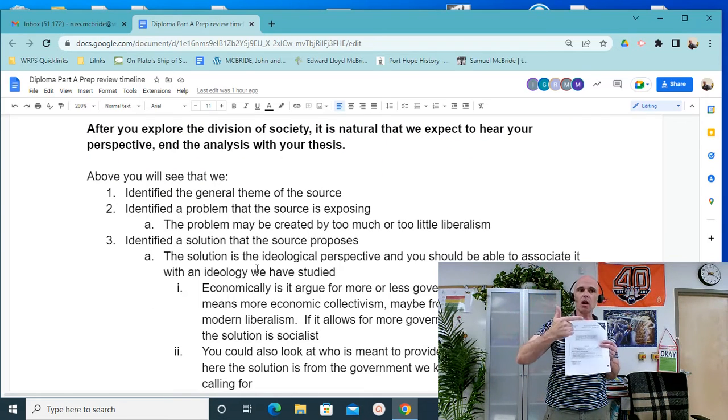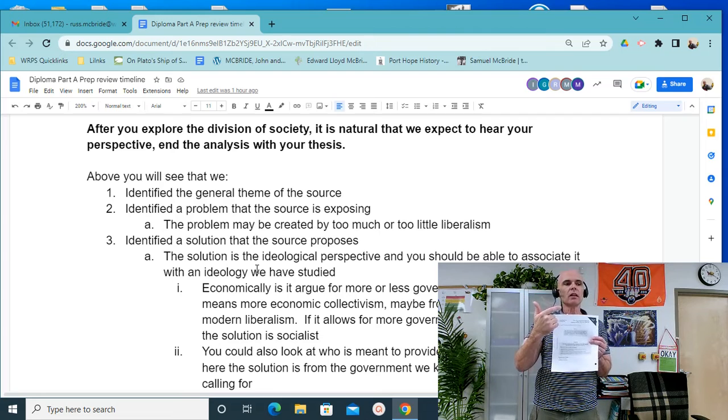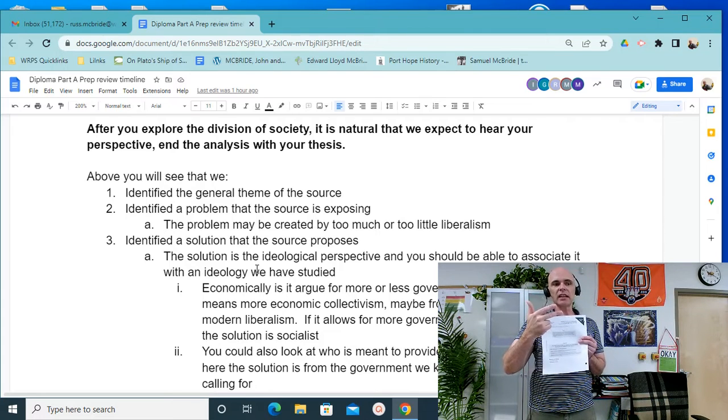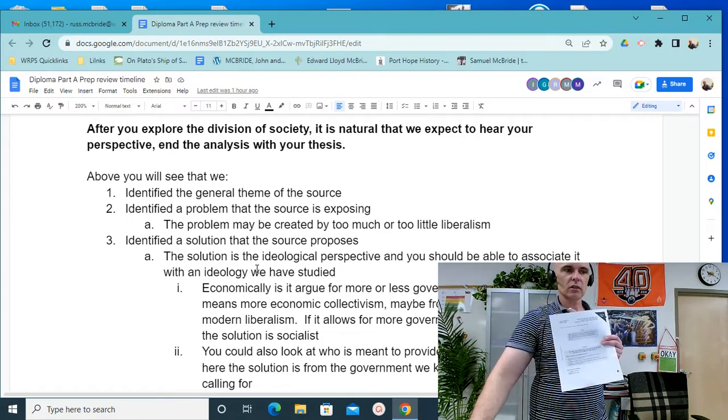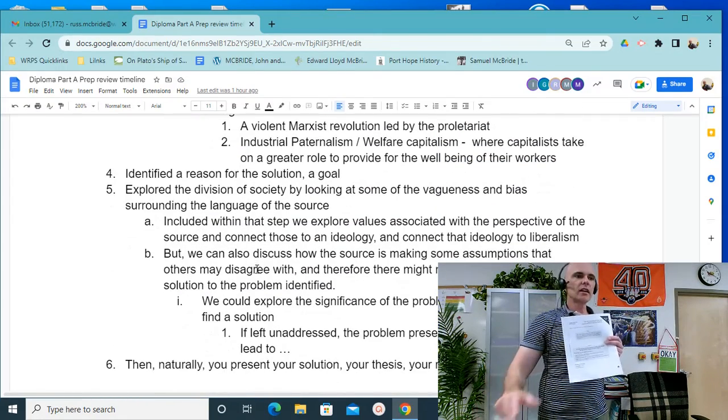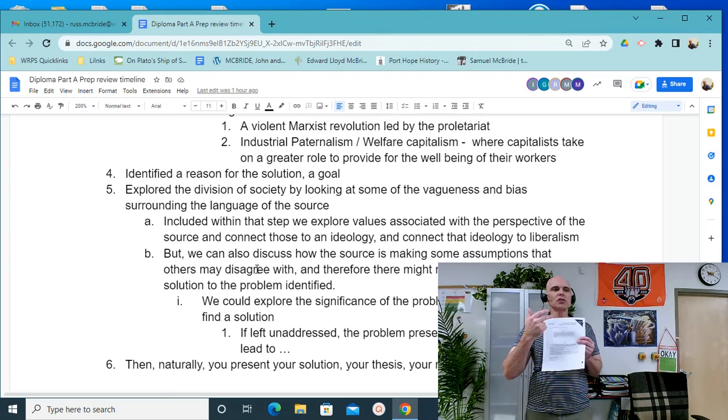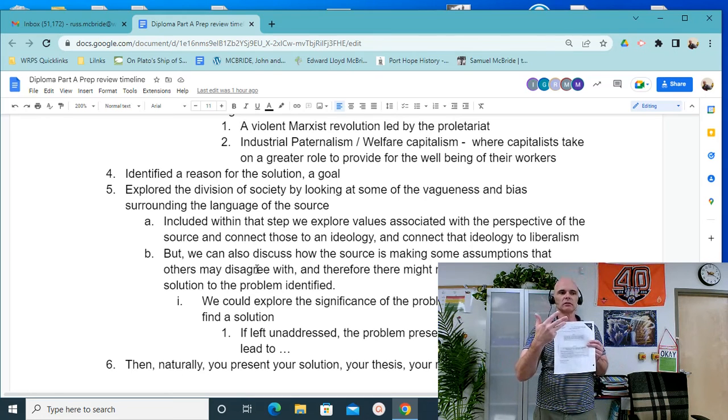So in summary, in the analysis part, we've identified the general theme. We've identified the problem that the source is exposing. We have connected the problem to liberalism. We've identified a solution, connected that to values and assumptions, roles of government, roles of citizens. We can talk about the solution's connection to a goal and the division of society surrounding that goal.